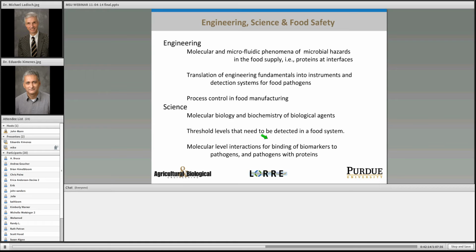The threshold levels needed to be detected in the food system, which, by the way, we have found regardless of method, there has to be at least 1,000 microorganisms in the sample presented in the method to detect one pathogenic organism. We've shown this in a number of ways. We've also looked at a molecular level the binding of biomarkers to pathogens. We've developed membranes previously which actually selectively capture certain pathogens based on polyclonal antibodies that we've developed with some of our colleagues in food science, including Arun Bunia.